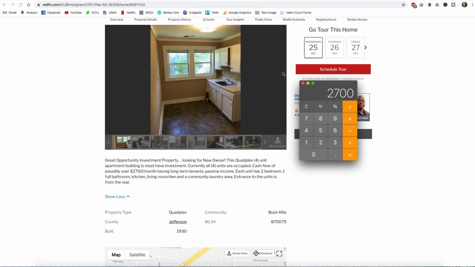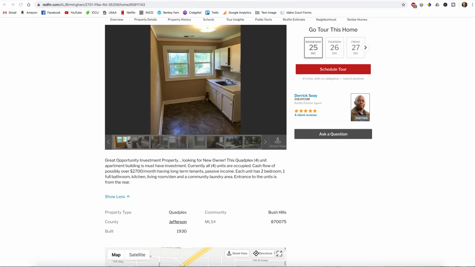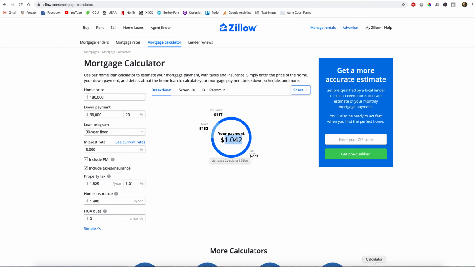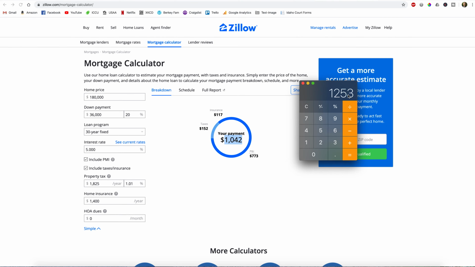Okay, so I'm going to take 2,700, multiply that by 0.85, that subtracts the 15% for vacancy, maintenance, repairs, all that. And then we are going to subtract our mortgage payment, which was $1,042. That means that our net cash flow after all the expenses have been accounted for is $1,250. Divide that by 4 units, $313.25 net cash flow per door per month, which this property, for me, this works.